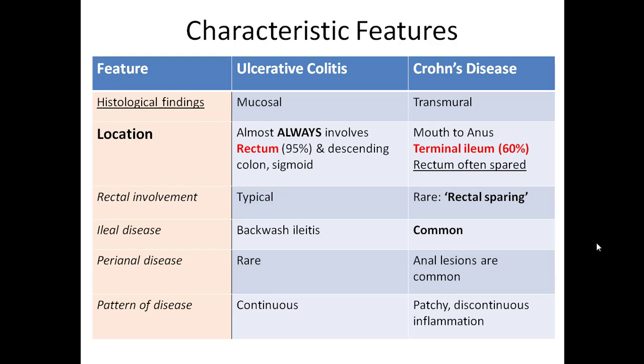Location is a key differentiating feature, with UC presenting almost always in the rectum and the descending colon. Crohn's disease can affect any part of the GI tract, yet it most commonly presents in the terminal ileum.